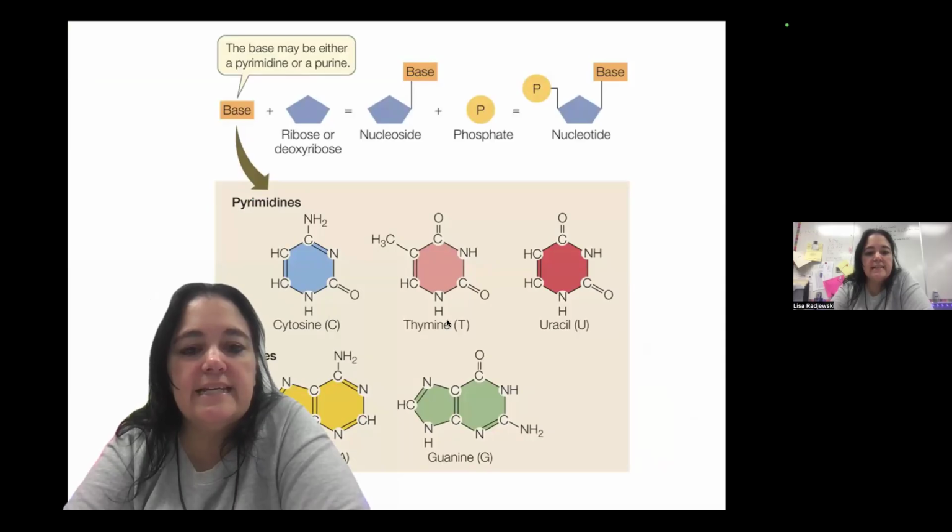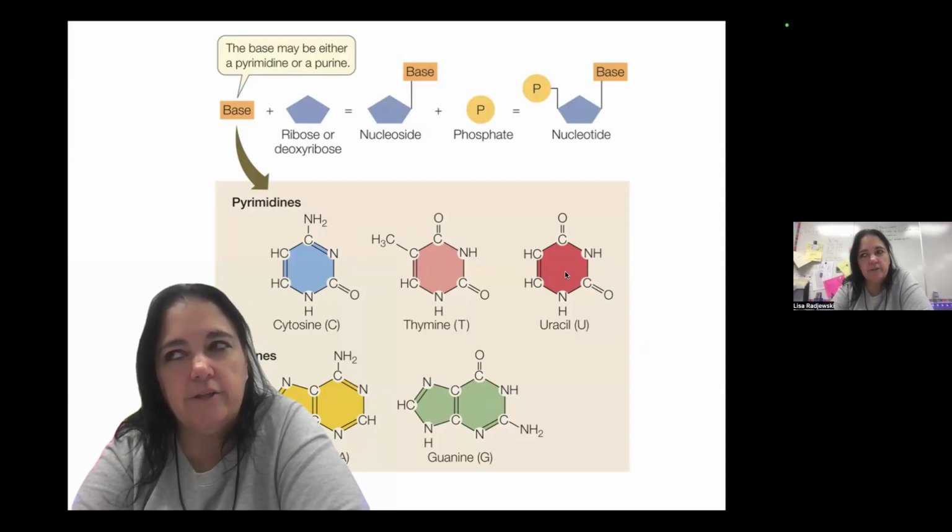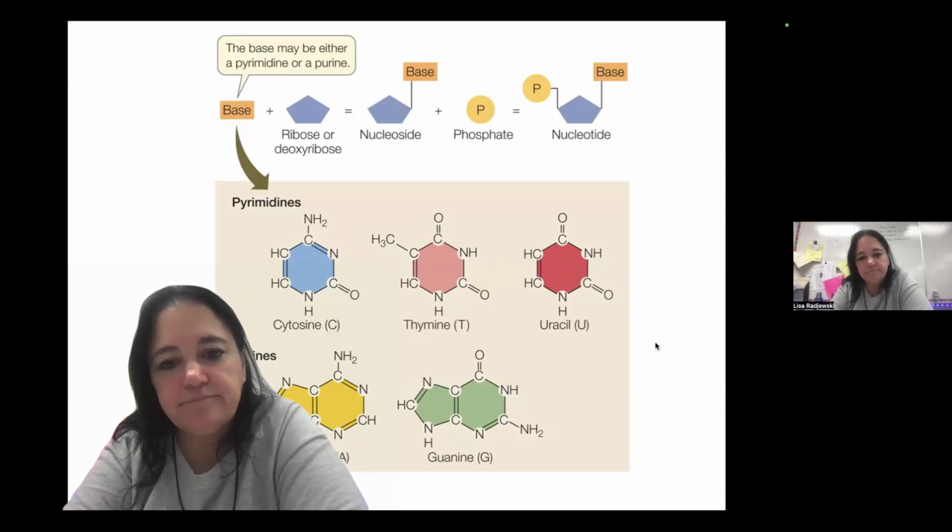And so here are what they look like. Cytosine and thymine are nitrogen bases. See how they only have 1 ring? There's 1 little ring here, but the nitrogen's in it. And purines have 2 rings, kind of side by side. That's your adenine and your guanine. There also is another pyrimidine called uracil, but you don't have to worry about that right now.